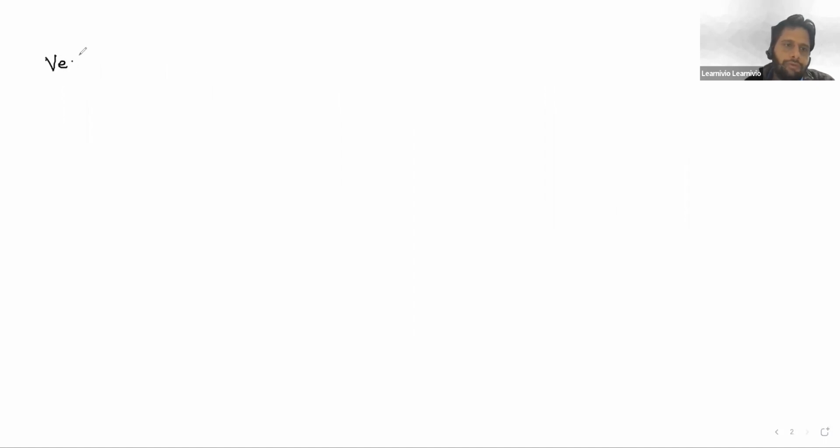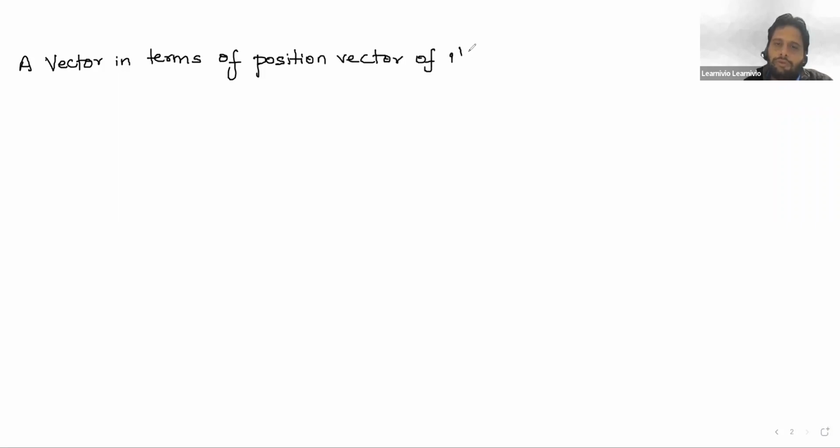A vector in terms of position vector of its endpoints. Okay, a vector in terms of position vector of its endpoints.